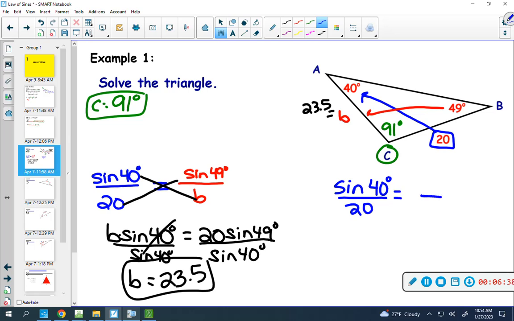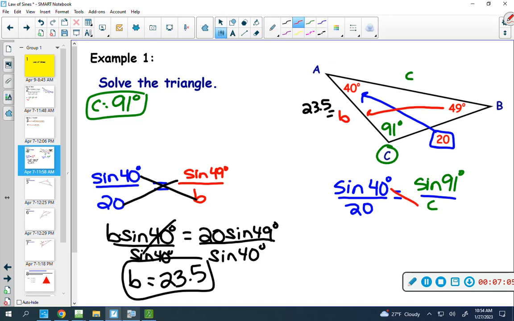I'm going to change out the right side because now I need side C. Now, some of you might be like, hey, let's just use Pythagorean theorem. But you do not have a right triangle. Pythagorean theorem only works on right triangles. So I'm going to do the sine of the angle across from it, that 91 that you guys found for me right away, over its opposite side. There's the setup. Cross products.